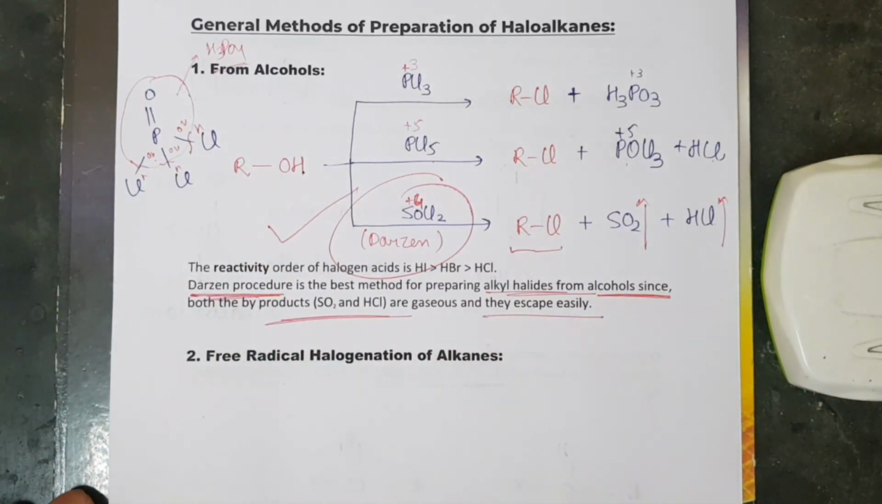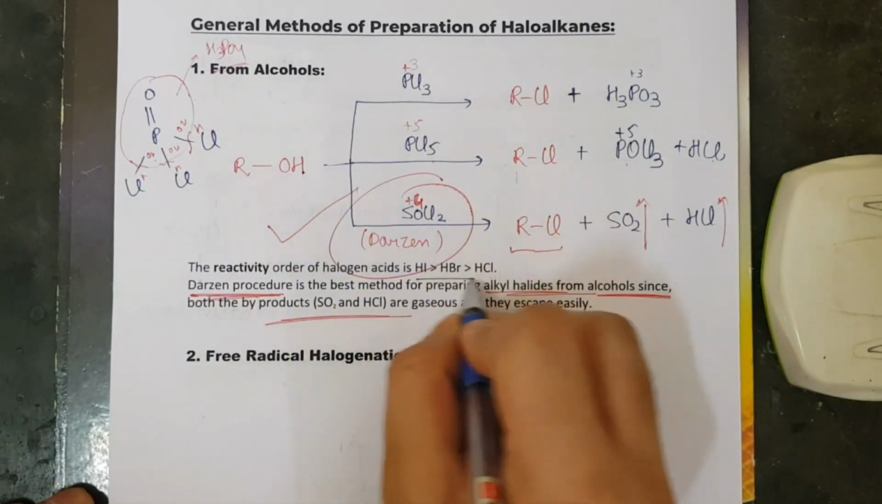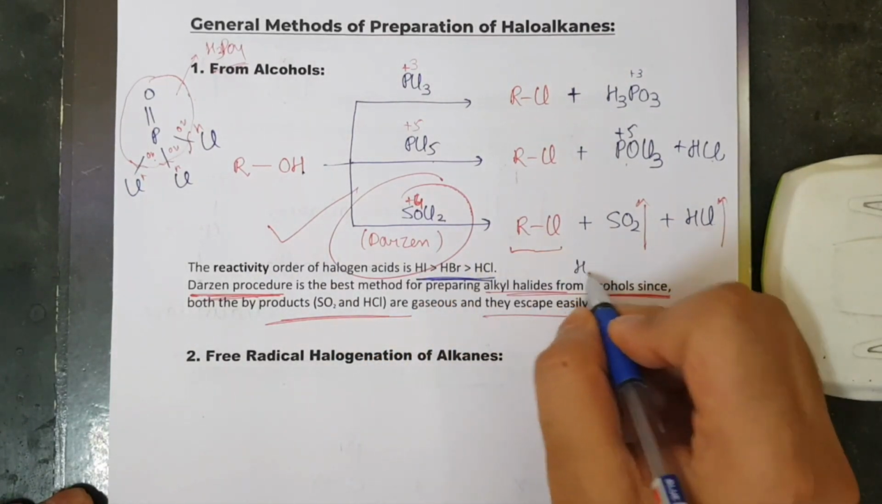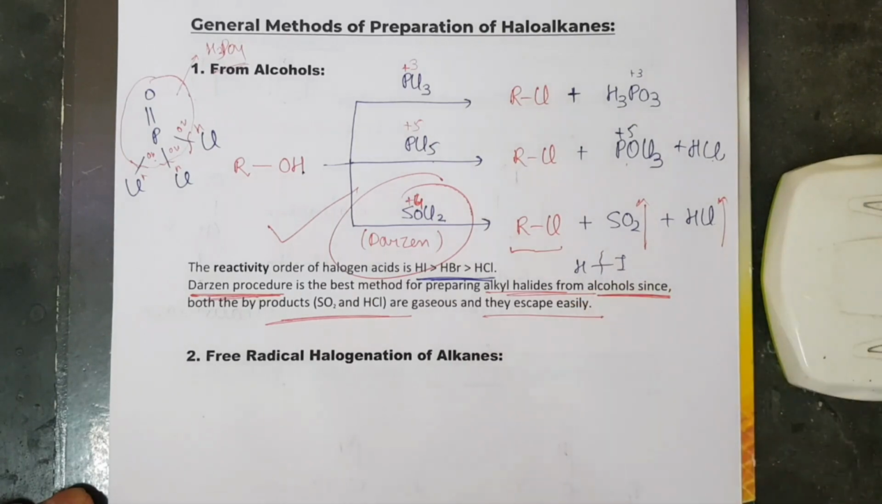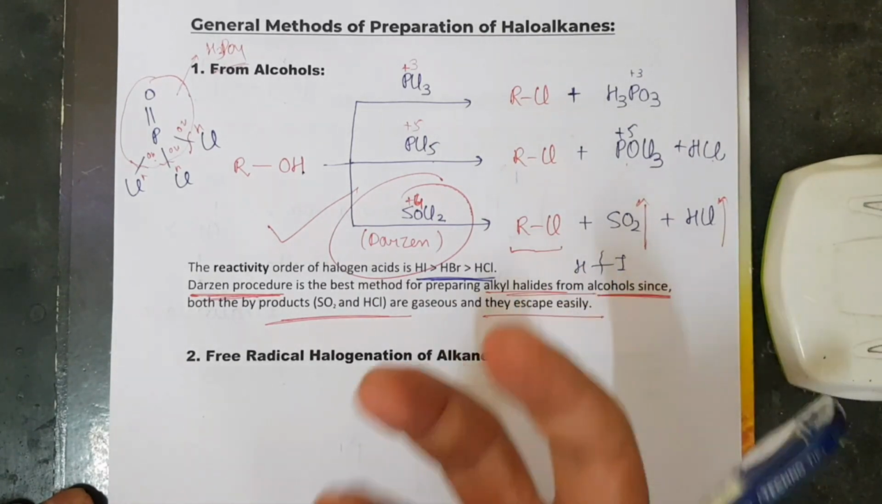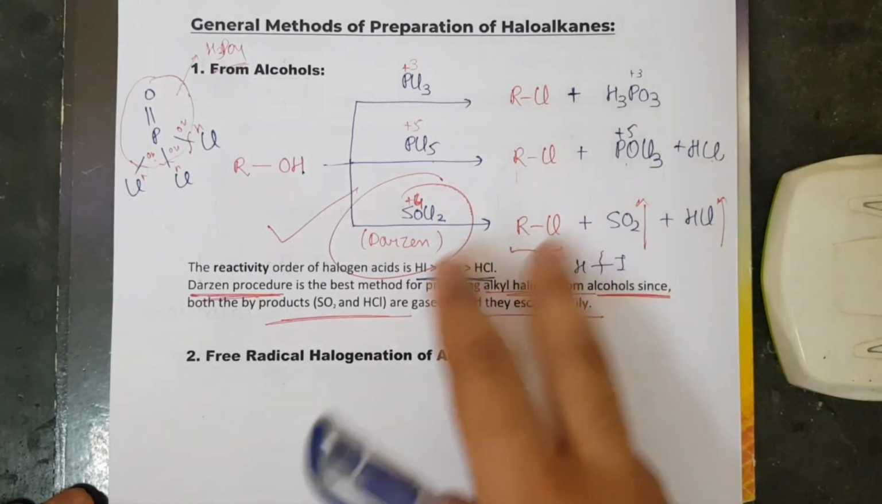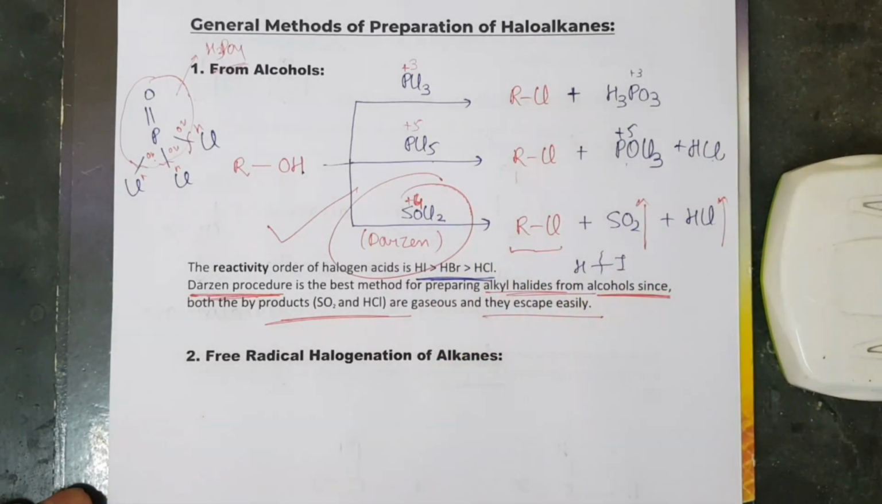What will be the reactivity order? That is very easy to guess from the inorganic point of view. HI greater than HBr greater than HCl, because the HI bond will be weaker as I has a larger size. So that is why we can easily break HI, and we would see that this would react in the fastest manner.